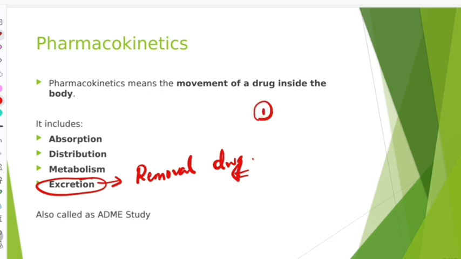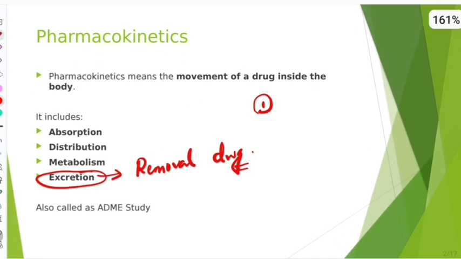So drugs can be excreted from the body in many ways. One is through the kidney, that is urine. That is most important. That is a major route for most of the drugs to be excreted. Example, paracetamol metabolites and penicillin. The kidney removes these water soluble drugs and the drug metabolites through urine.